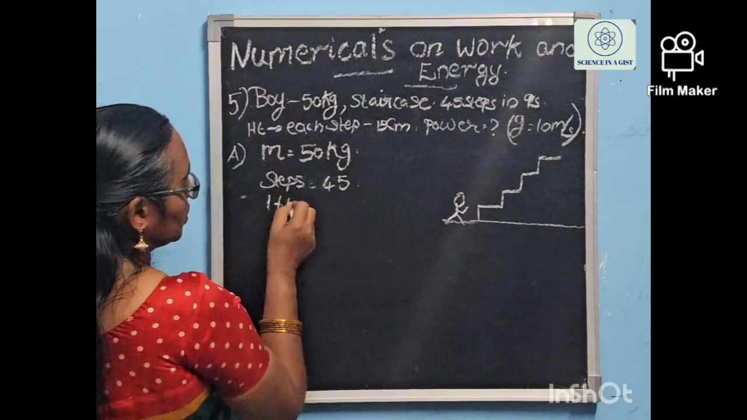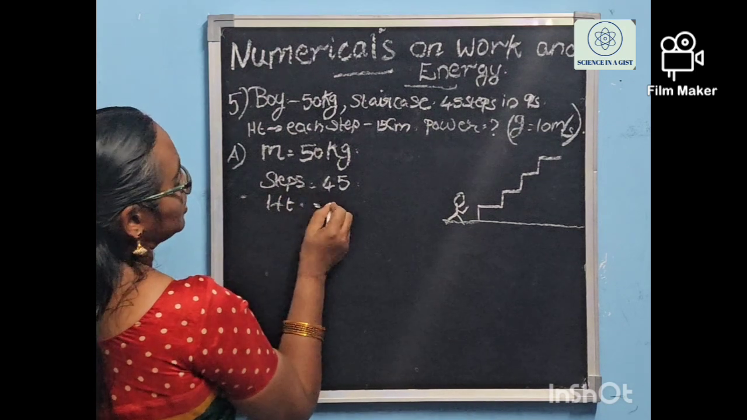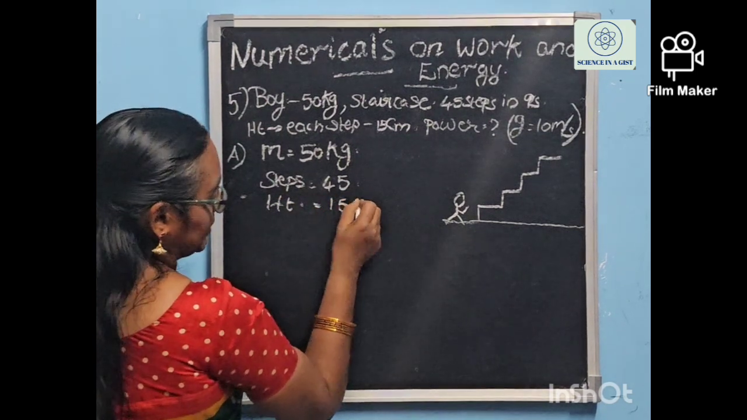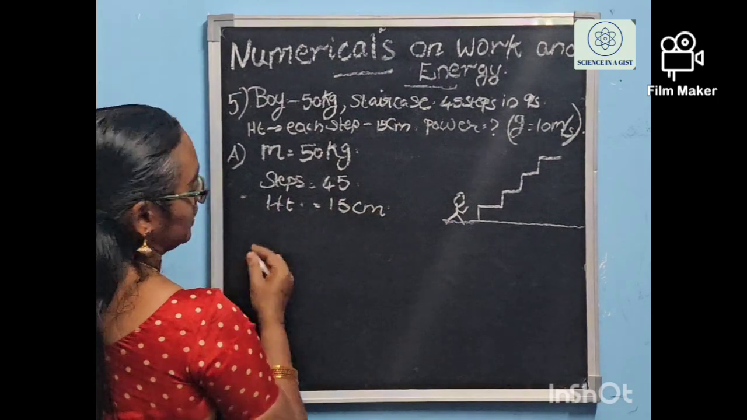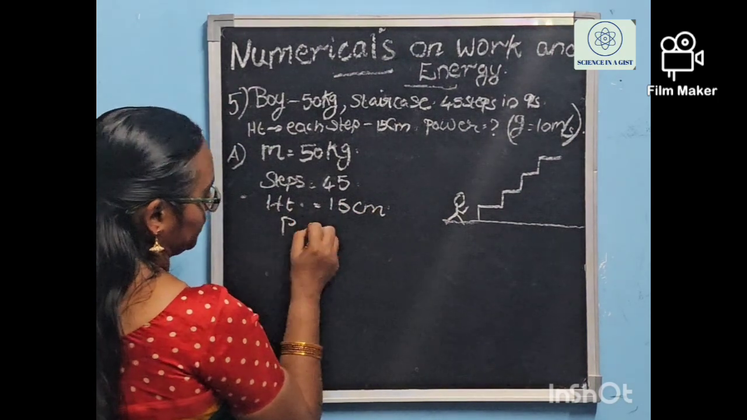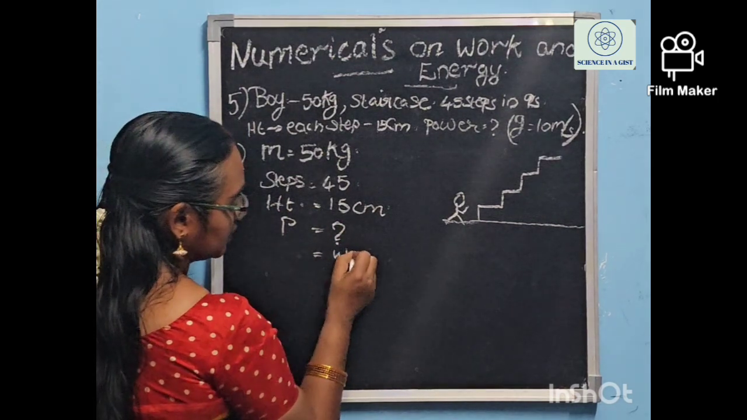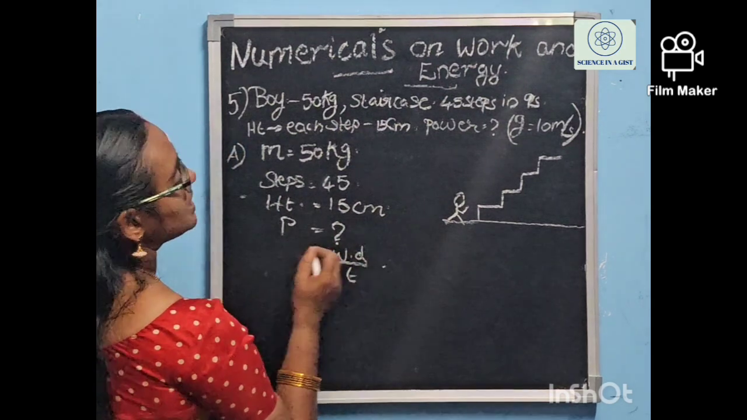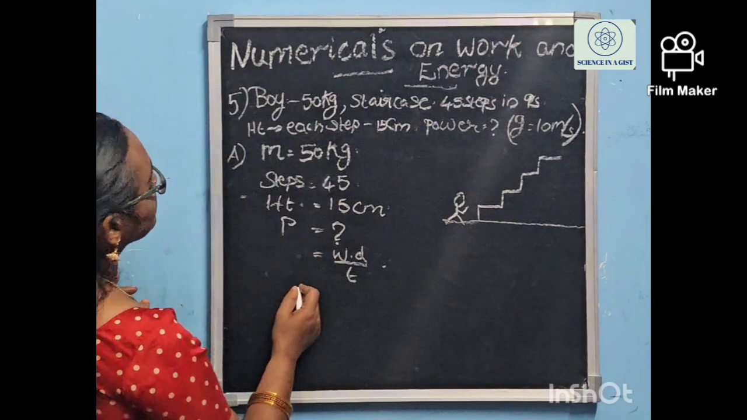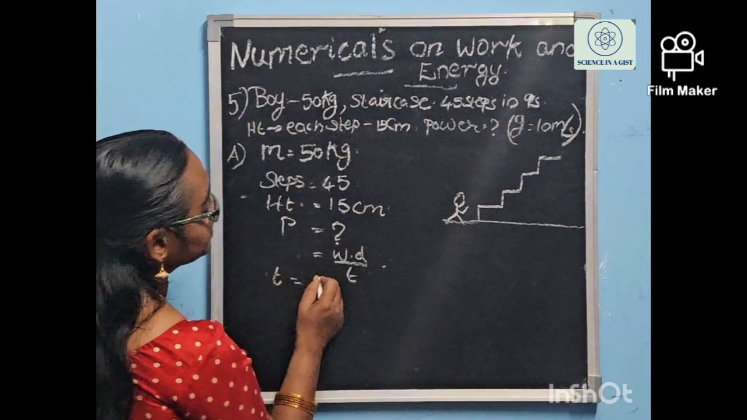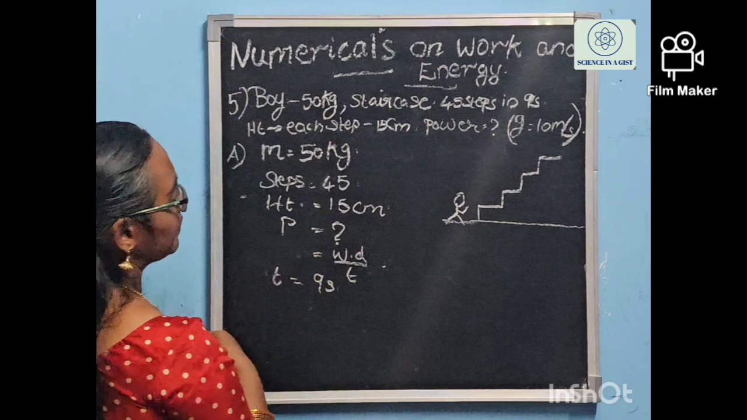Height of each step is equal to 15 centimeter. Then what we have to find? We have to find the power. What is the formula of the power? Power is equal to work done divided by time. Is the time given? Yes. Time is equal to 9 seconds. Okay, all this has been given.